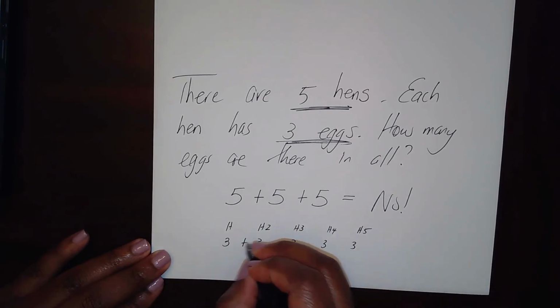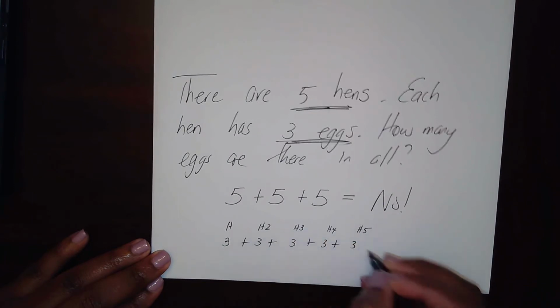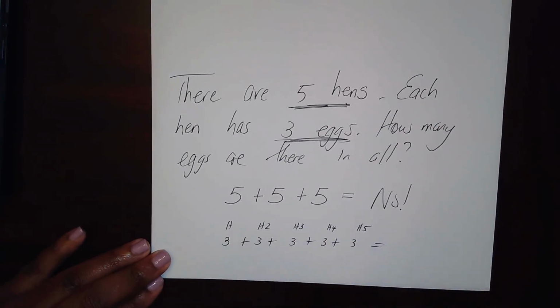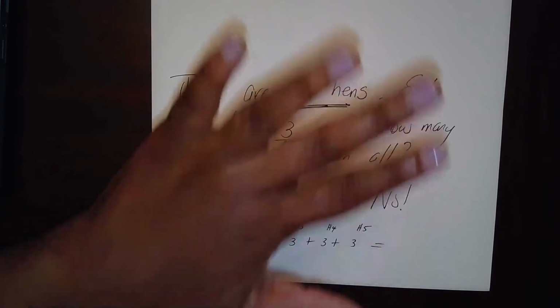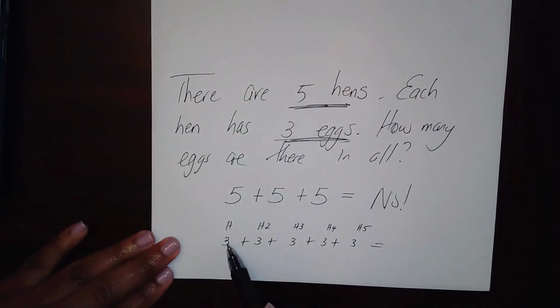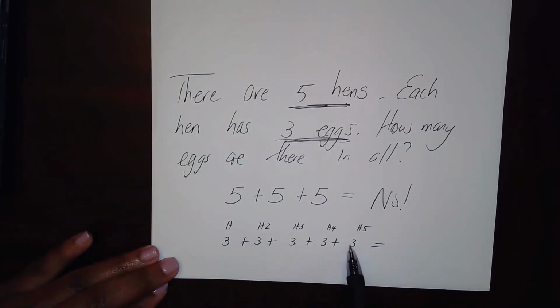We could add it all. What did we do? We added 3 how many times? 5 times. 1, 2, 3, 4, 5. 3 plus 3 is 6. 6 plus 3 is 9. 9 plus 3 is 12. 12 plus 3 is 15.